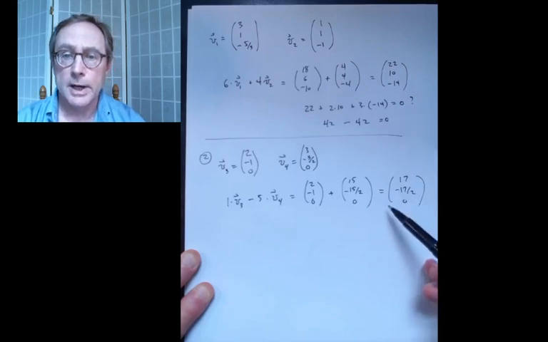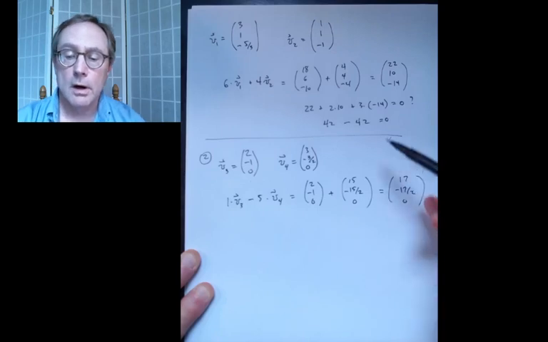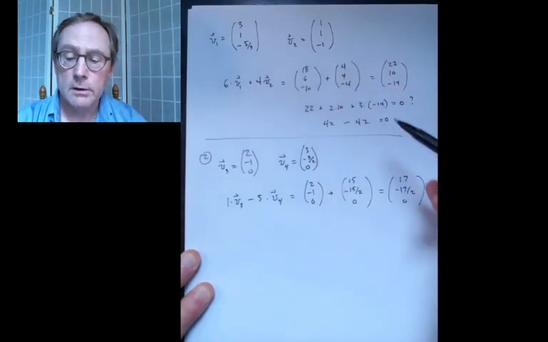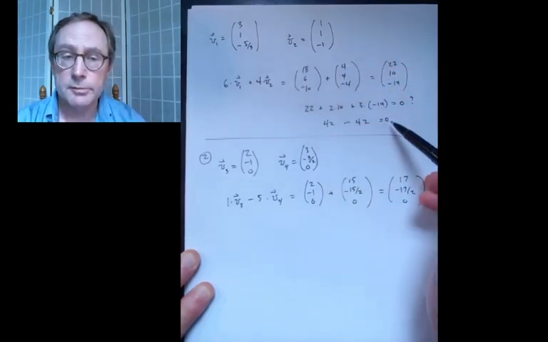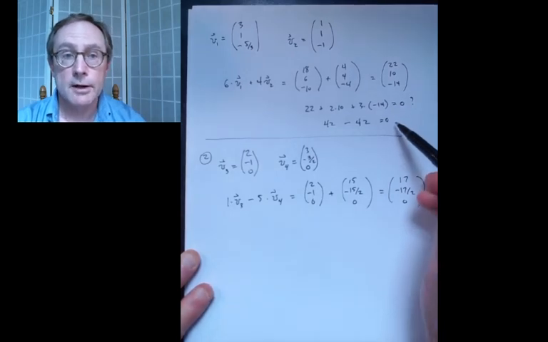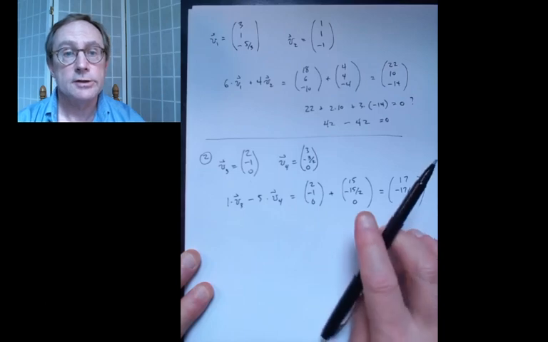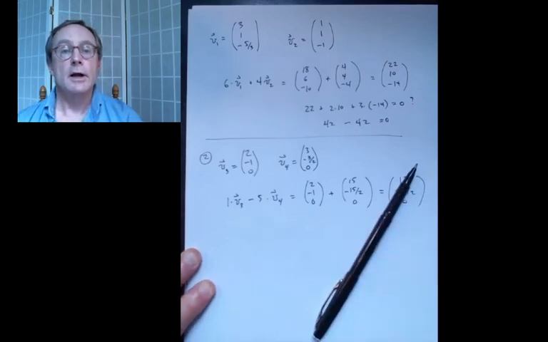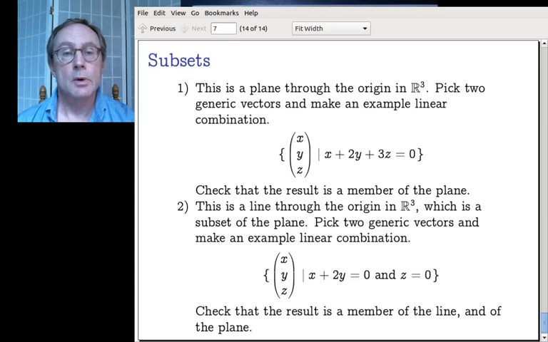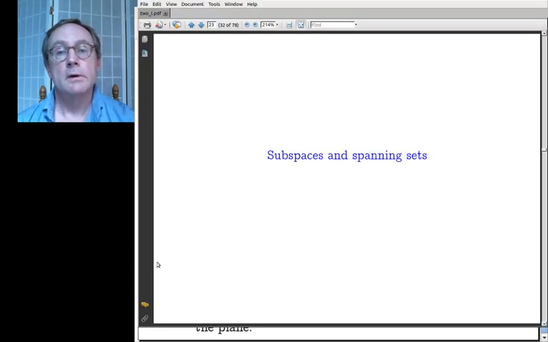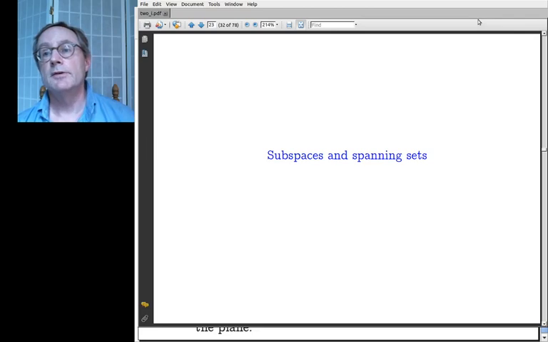This line is the specialization z equals 0 of this plane. So this line is a subset of this plane, and for that matter, this plane is a subset of 3 space. So all these vector spaces are nested inside each other, so you can have vector spaces that are subsets of other vector spaces. And that's what we want to talk about today: vector spaces that are subspaces of other vector spaces.